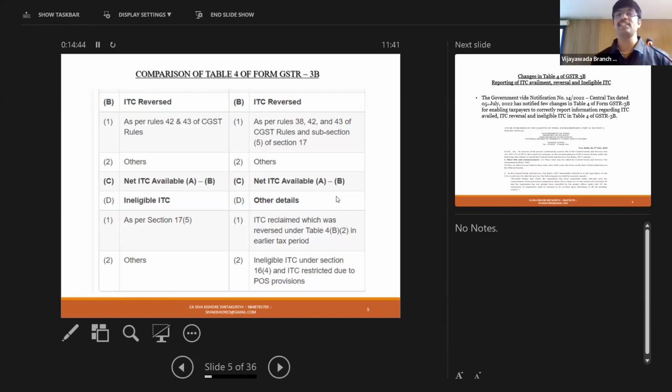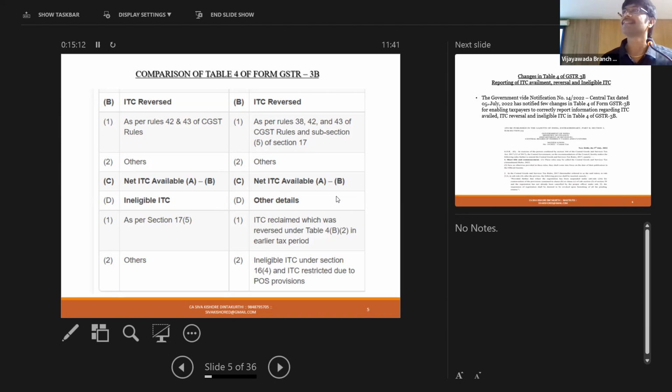Now the scenario has changed. What is 4D1? ITC reclaimed, which was reversed under table 4B2 in the earlier tax period. So it is asking us, please provide the data, I will allow the tax credit. Whatever tax credit you are going to claim in this month, out of the pool which you have already reversed in the earlier month, you mention in this 4D1.